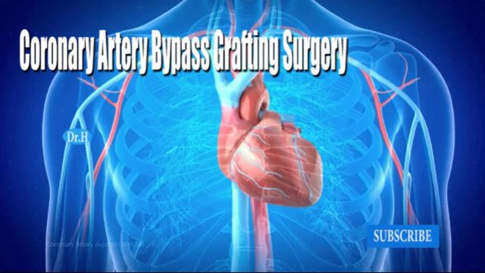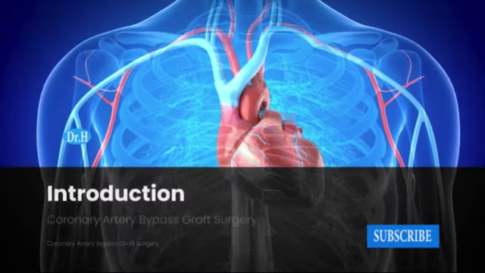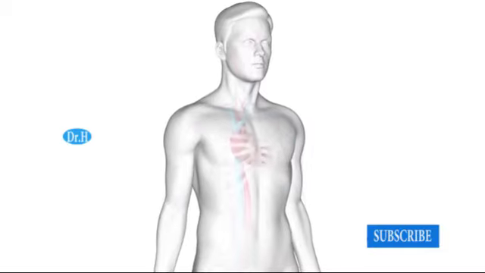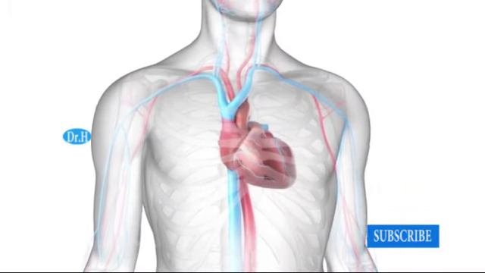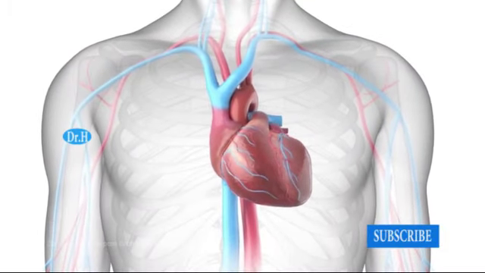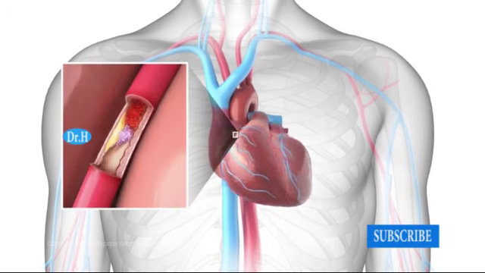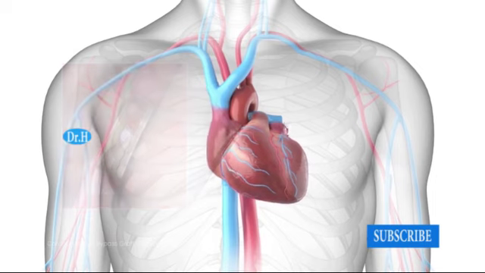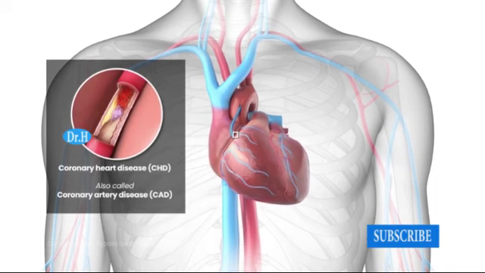This is Dr. Hajira and today I am going to talk about coronary artery bypass graft surgery. CABG is a procedure performed to treat blocked or narrowed arteries that supply oxygen-rich blood to the heart. This is accomplished by going around or bypassing the blocking artery to increase the blood flow to the heart. CABG is used for people who have severe coronary heart disease (CHD), also called coronary artery disease (CAD).